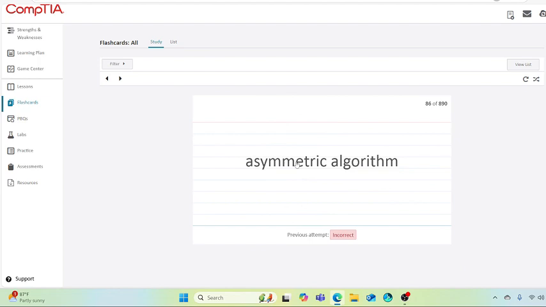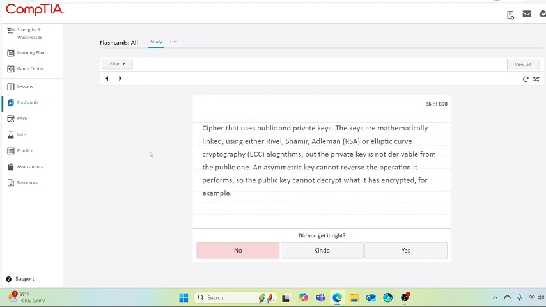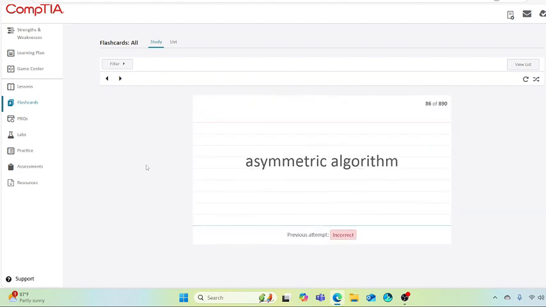Asymmetric algorithm. Cipher that uses public and private keys. The keys are mathematically linked using either Rivest, Shamir, and Adleman, or elliptic curve cryptography algorithms, but the private key is not derivable from the public one. An asymmetric key cannot reverse the operation it performs, so the public key cannot decrypt what it has encrypted, for example.